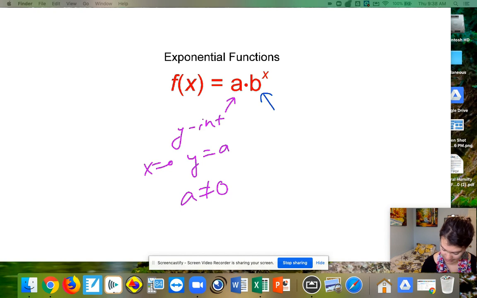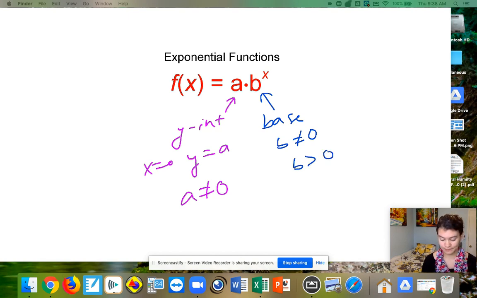B is the base. And this also can't be 0 for the same reason, then you just lose your whole equation and it doesn't help you at all. And b also has to be positive for this to work. And then the last thing is your exponent right here. So this is always going to stay as an x.